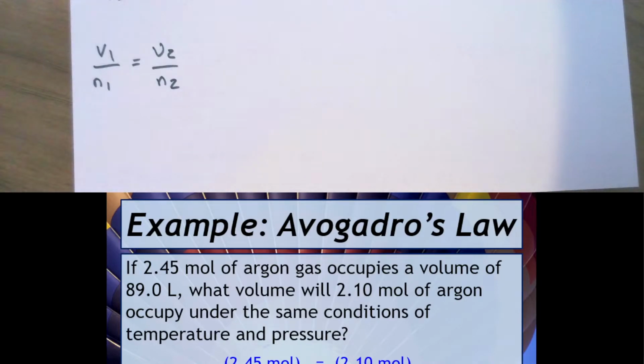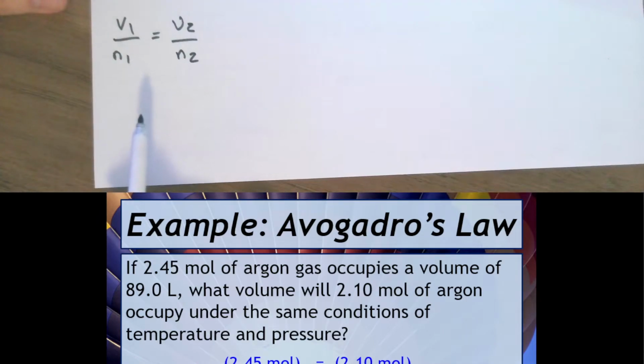So this was an example of when I'd use Avogadro's law. I have 2.45 moles of argon and I know how much space that takes up, but I'm going to reduce the amount of argon to only 2.1 moles, and so I'd expect it to take up a little bit less space. I'm expecting my answer to be maybe like 75 or something. If 2.45 moles takes up 89 liters, then 2.1 is a little bit less, maybe like 75 liters or something. But we can solve it exactly just using this formula.